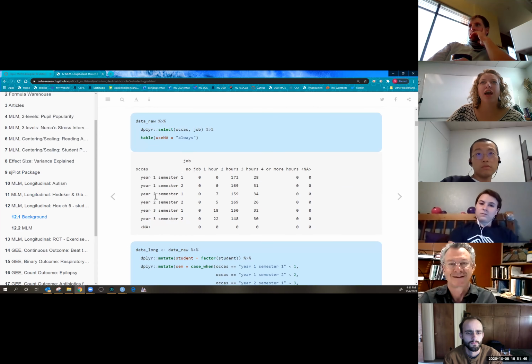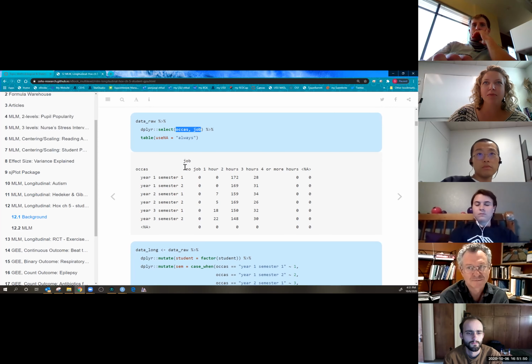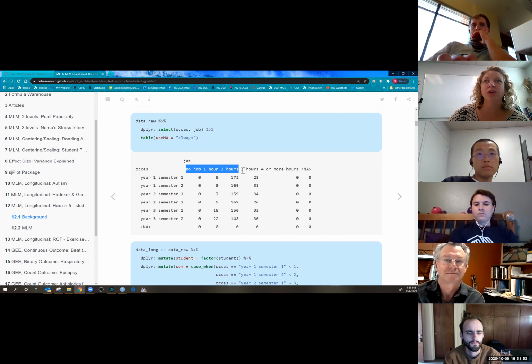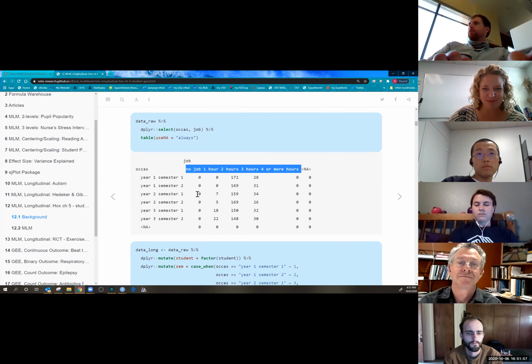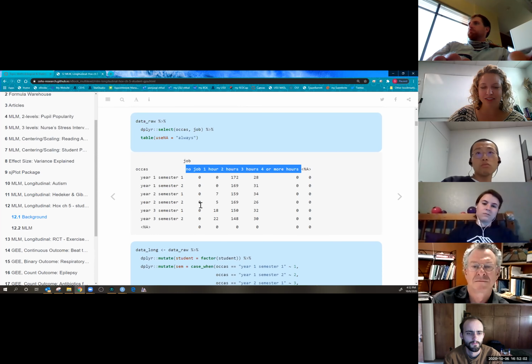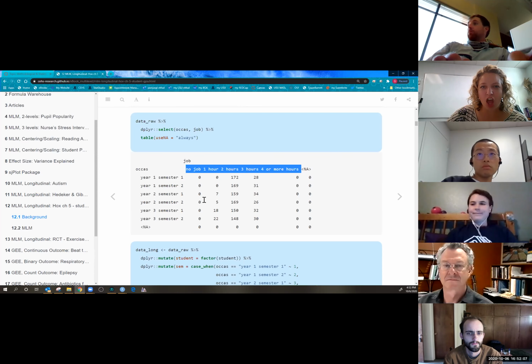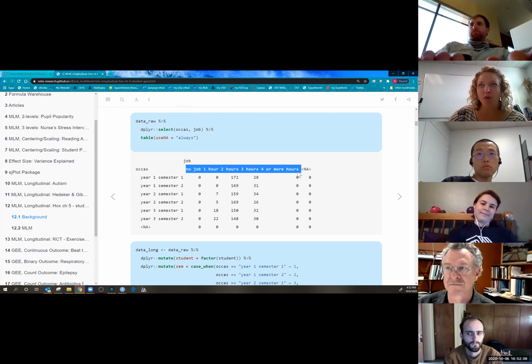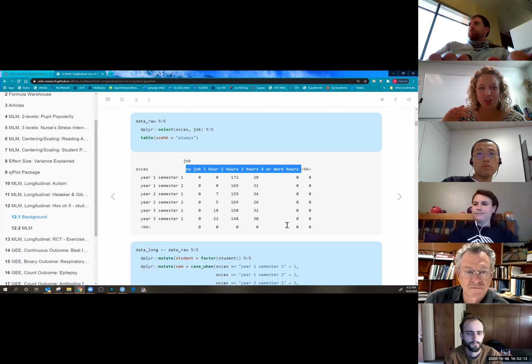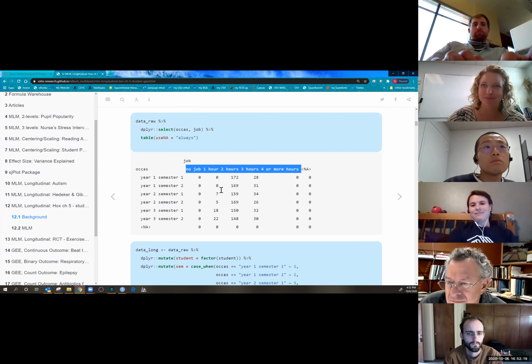So tabulating it up here. So I looked at the job variable. The job variable is either no job, 1 hour, 2 hour, 3 hour, 4 or more. But what do you notice about the no job? Look at these counts. Who had no job? No one. Who had 4 or more hours? No one. I think this is like a daily working. I don't know how they rated it.